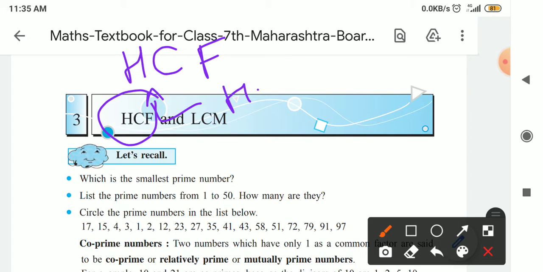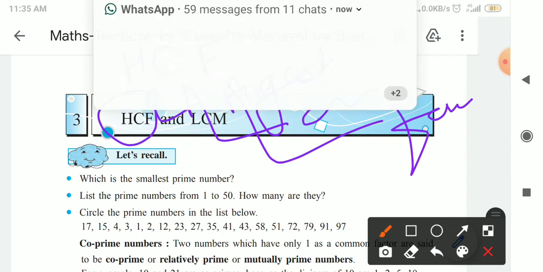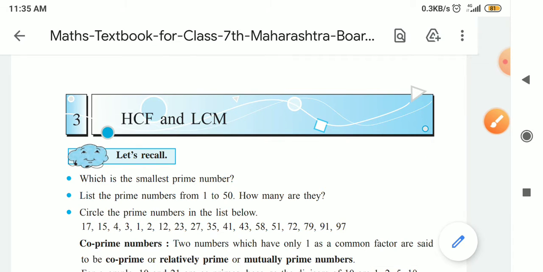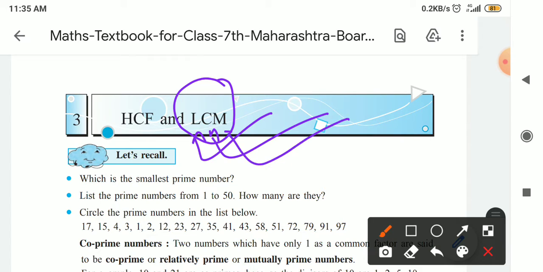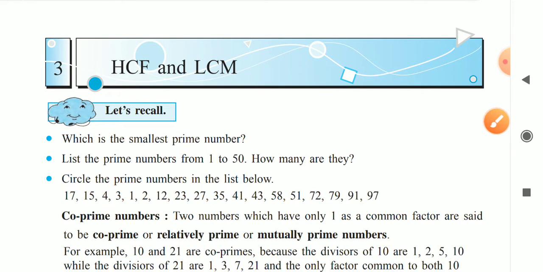C for common, and F for factor. So HCF means highest common factor. And LCM means L for lowest, C for common, M for multiple. In this way, it is the short form of LCM and HCF.